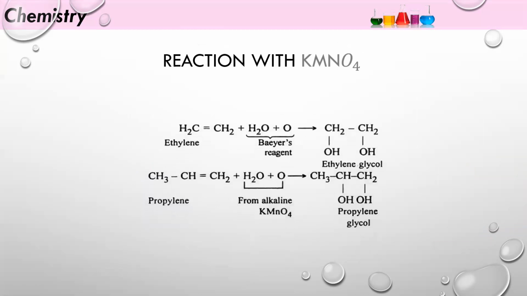Other reactions: ethylene or ethene, when reacting with a dilute solution of KMnO4, which provides oxygen because KMnO4 is an oxidizing agent, will provide two hydroxyl groups which attach to the two adjacent carbon atoms in the compound. It will form ethylene glycol. And for another compound, propylene, when it reacts with the alkaline solution of KMnO4, what will form? Propylene glycol.